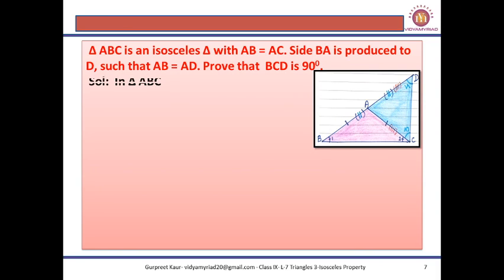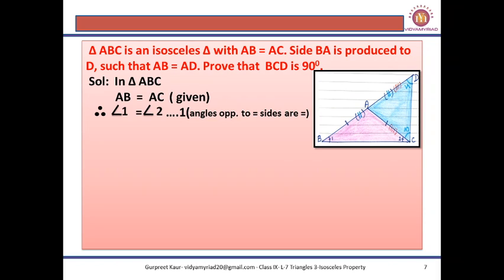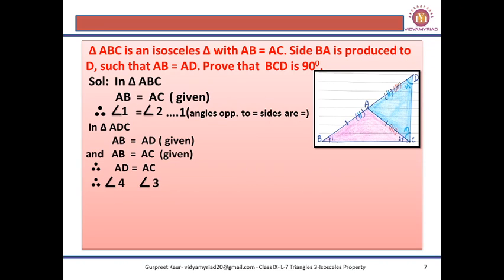Let's begin with it. Now in triangle ABC, what we have to do? AB is equal to AC, it's already given to us, which means angle 1 will be equal to angle 2 because angles opposite to equal sides are equal. Now in triangle ADC, AB is equal to AD, which is already given, and AB is also equal to AC, that is also given. So what can we prove from this? AD will be equal to AC. So now angle 3 will be equal to angle 4. Let us name it equation number 2.